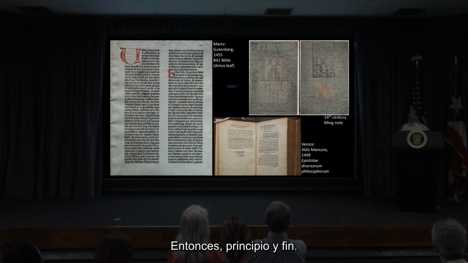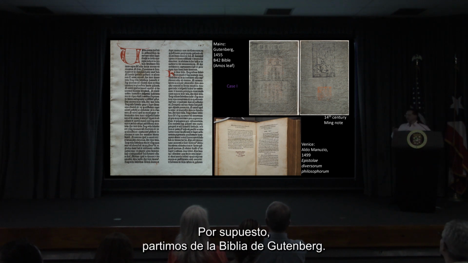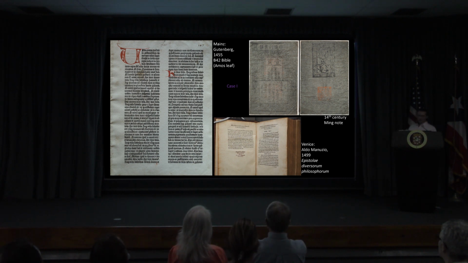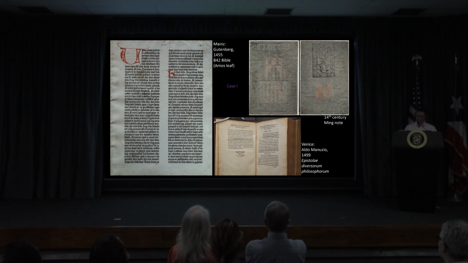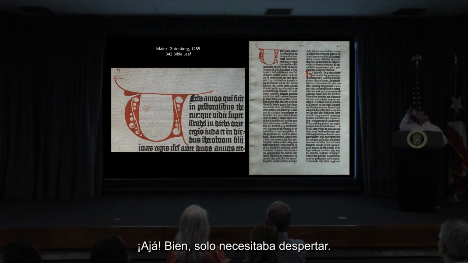So bookends, and of course, we are starting from the Gutenberg Bible. Well, are we starting? Well, we might do without a clicker. Manually. Nothing's happening. Aha. Okay, it just needs to wake up.